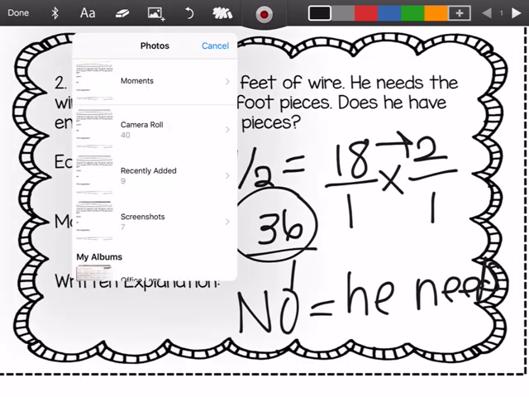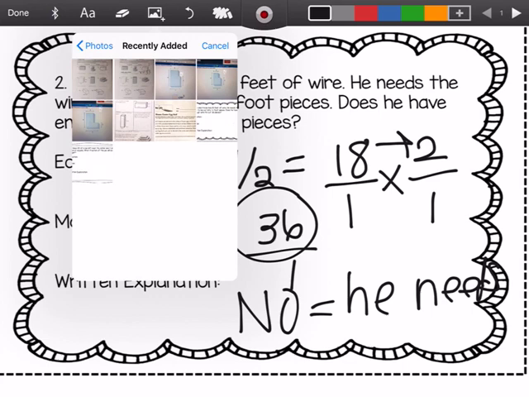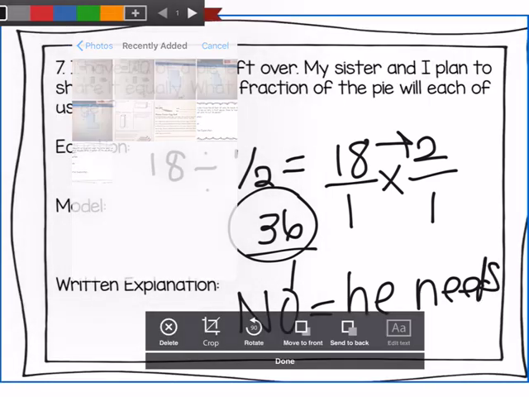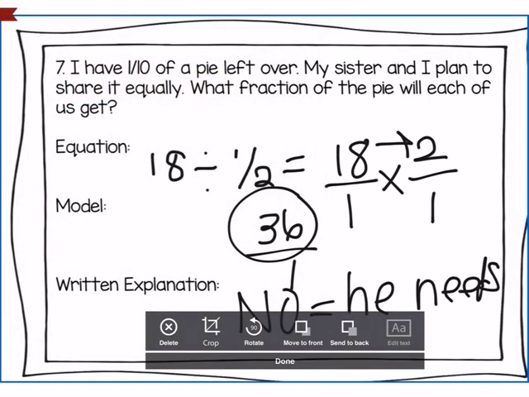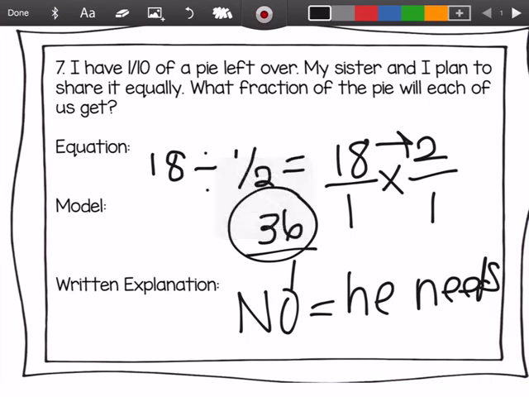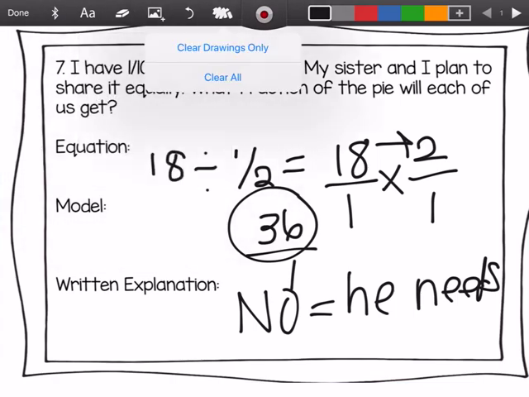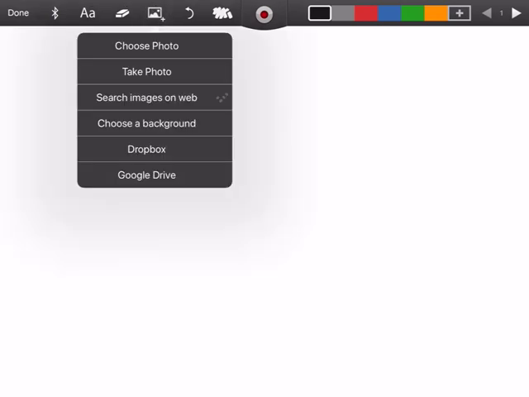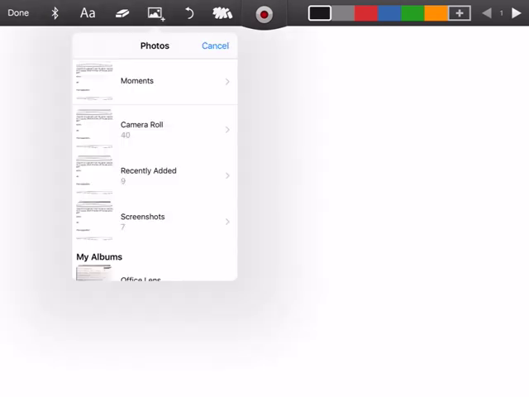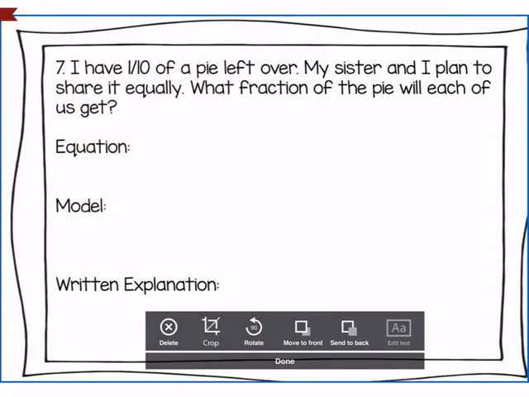Let's choose a photo, and let's do this one and see what this one says. That is not it. So let's go out. Oh, that's not it. Okay, so let's erase, clear all, and let's add our new photo. Sorry about that, you guys. Choose a photo. We're going to choose the camera roll, and here we go.